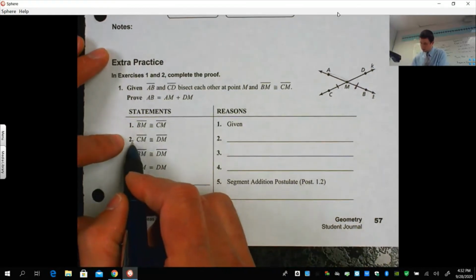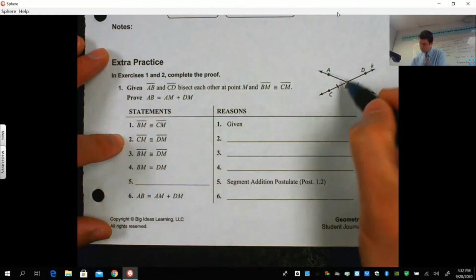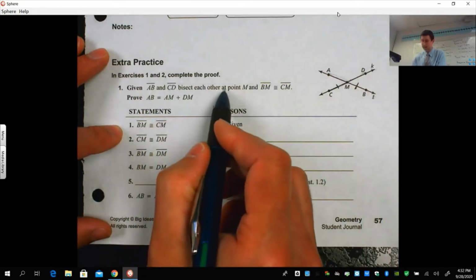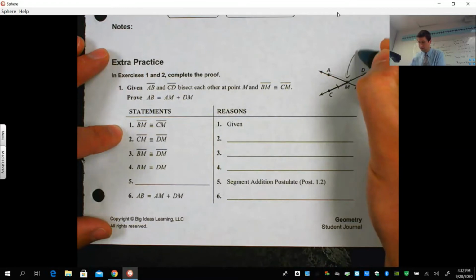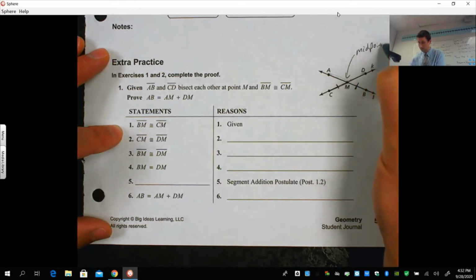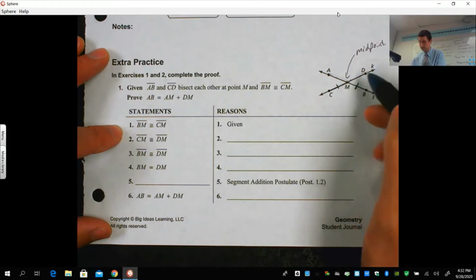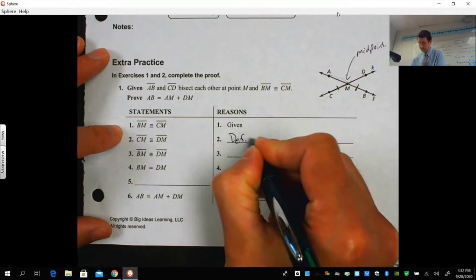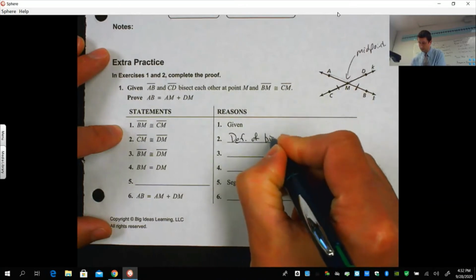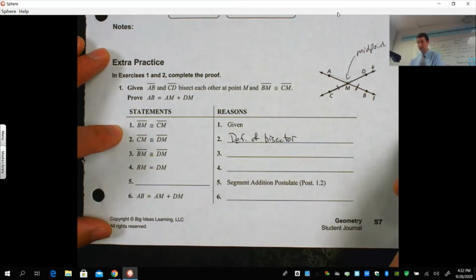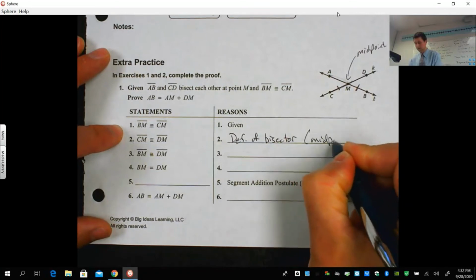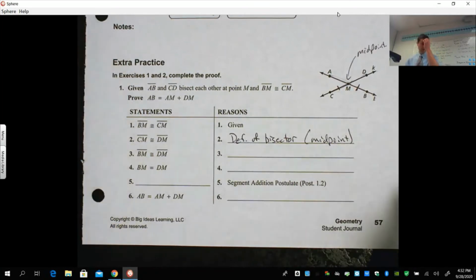Here, number 2, CM is congruent to DM. So why do we know CM is congruent to DM? Well, remember, if they bisect each other at point M, that makes M a midpoint. And if that's the middle, the two sides are on either side. So I'm going to put here that this is the definition of a bisector. Or maybe you can say definition of a midpoint. Okay, so one of those options might be there.